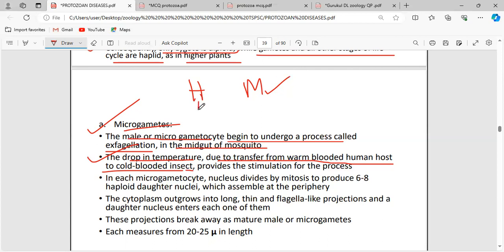That is why the human is said to be a warm-blooded animal and the mosquito a cold-blooded animal. Now this parasite has been transferred from the warm-blooded animal to the cold-blooded animal. Definitely, they are going to undergo some structural modification to adapt to these temperatures. The drop in temperature due to the transfer from the warm-blooded human host to the cold-blooded insect provides the stimulation of the process. See, temperature is also a factor that affects this reproduction.